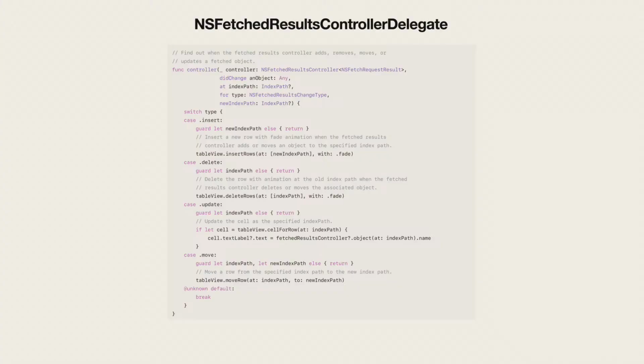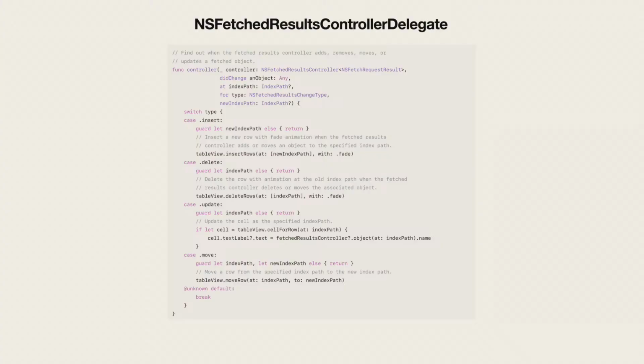The fetched results controller is designed around having your data returned and stored in a sort of sectioned array, really, because you've got a lot of these calls, words are failing. A lot of these calls use index path, which has like your section and your row.